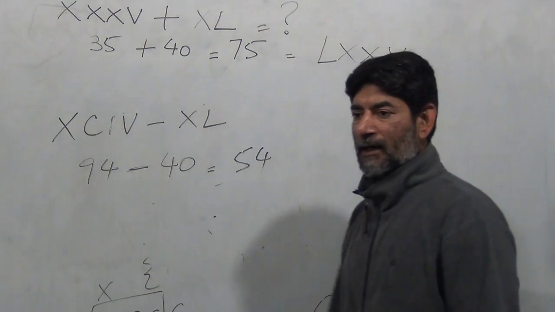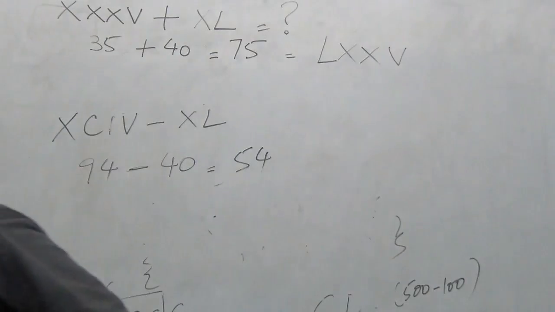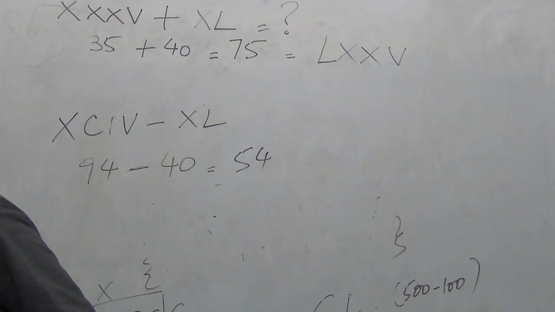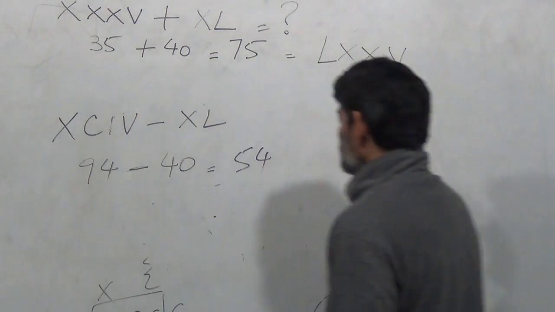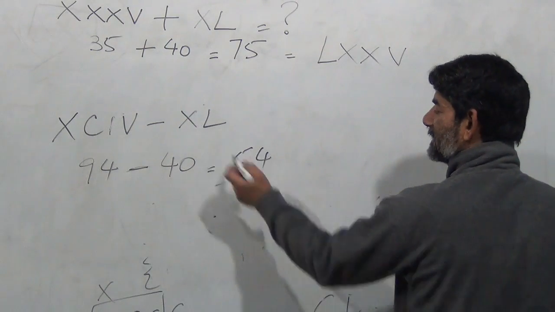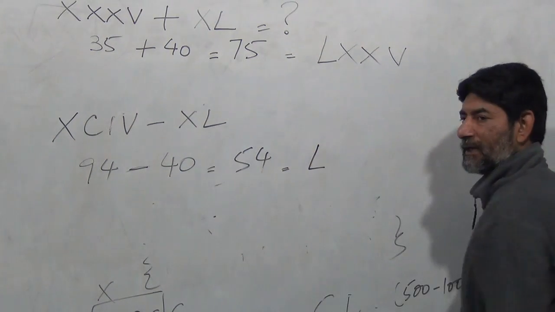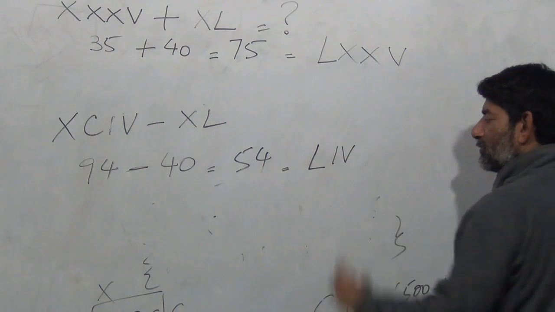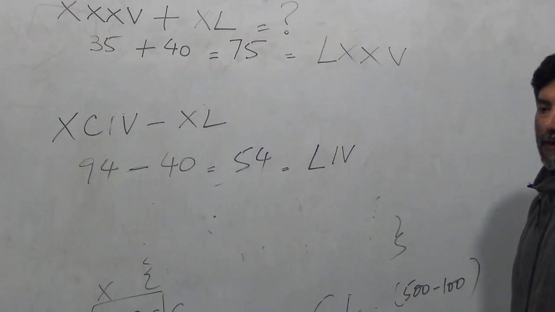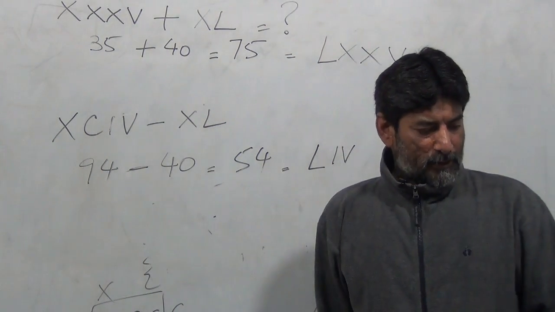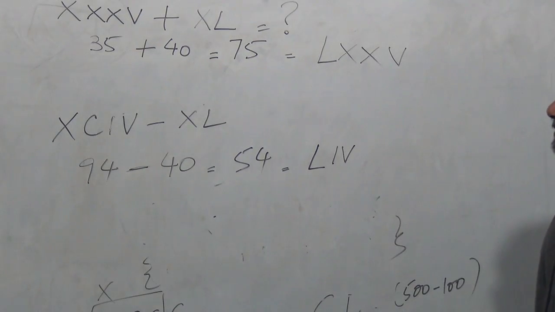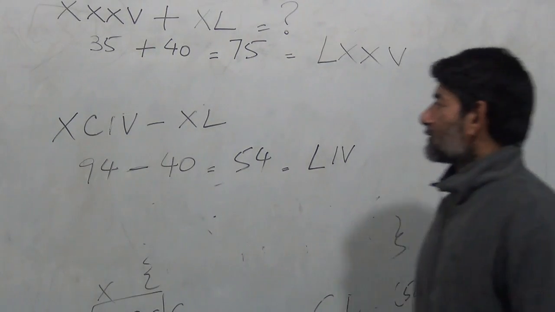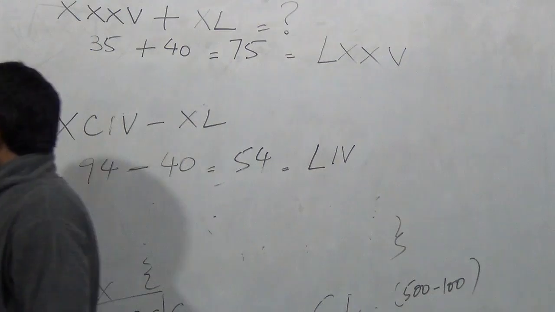You cannot write this 5 times. You can't write it more than 3 times. You don't need to. You know the symbol for 50 is right here. 54. Right? So that pretty much brings us to the end of Roman numbers, I think.